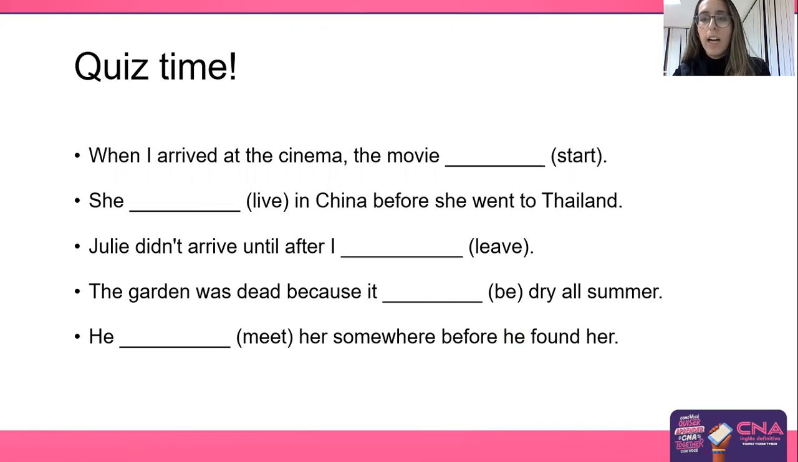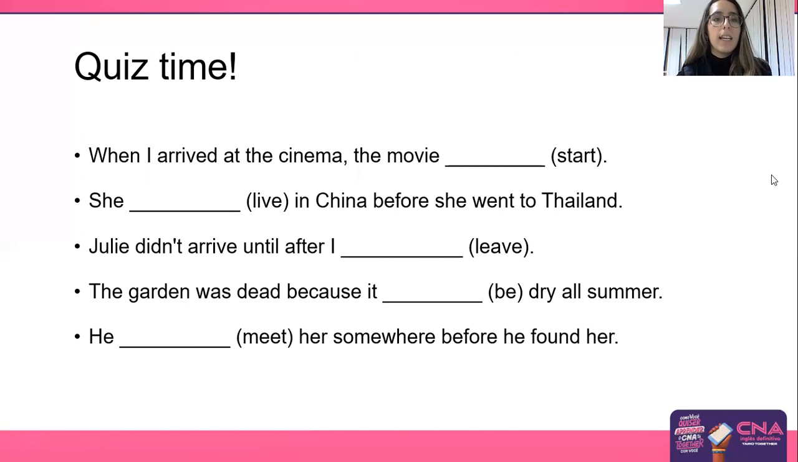Okay, so you have already done, yes, let's check. So, when I arrived at the cinema, the movie had started. Of course, guys, very good. She had lived in China before she went to Thailand. Very good. Julie didn't arrive until after I had left. Yes. The garden was dead because it had been dry all summer. Yes, it had been. He had met her somewhere before he found her.